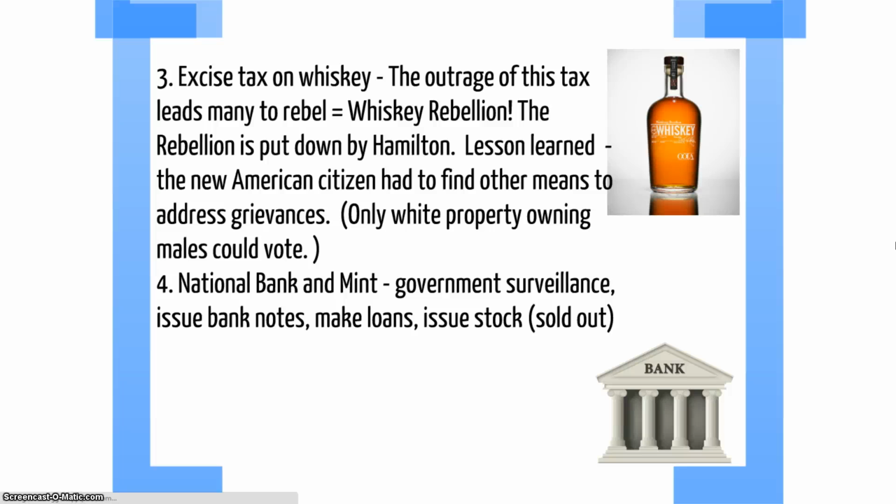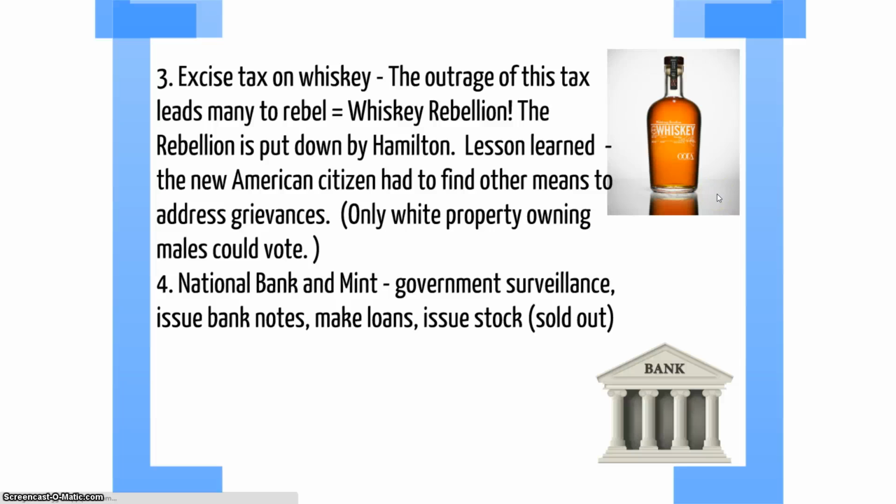So Americans started to rebel. The rebellion is pretty much put down by Alexander Hamilton and George Washington. They had an army of like 10,000 people. Nobody really died, but Americans learned that they had to find other ways to address their grievances. They just had rebelled, and every time there was a law that was passed that they didn't like, they rebelled. But now there's a new nation, after the Revolution, and you had to go through the voting process and talk to your representatives. Only white property-owning males could vote.